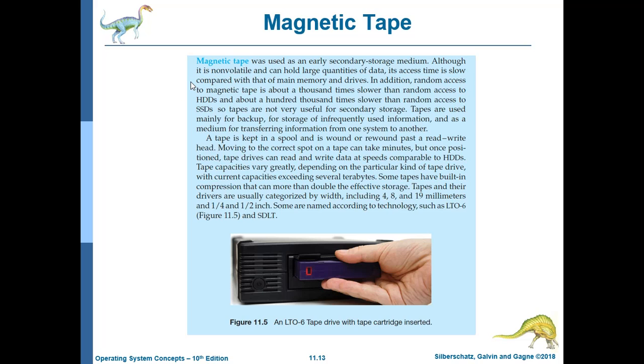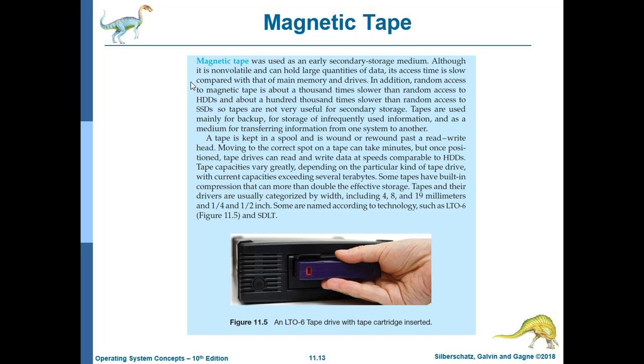A tape is kept in a spool and is wound or rewound past a read-write head. Moving to the correct spot on a tape can take minutes. But once positioned, tape drives can read and write data at speeds comparable to HDDs. Of course, the transfer rate is just the same as a hard disk drive as long as the right position to transfer data is already met.